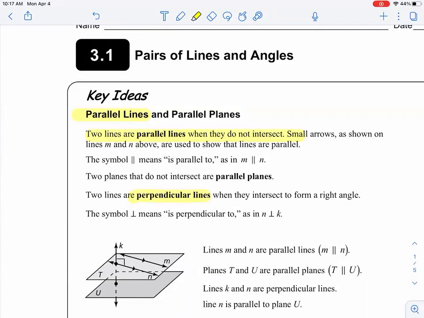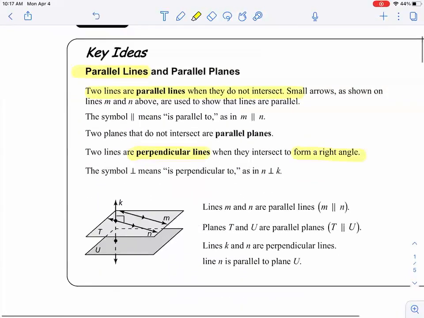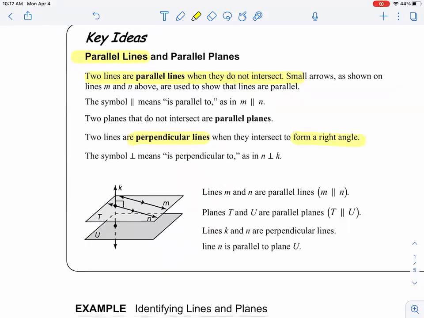Perpendicular lines, okay, perpendicular lines do intersect, but they intersect in a special way to form 90-degree angles. So they form a right angle, and that's really important. That's why we talked at the beginning of class about complementary angles, because that leads into perpendicular lines.